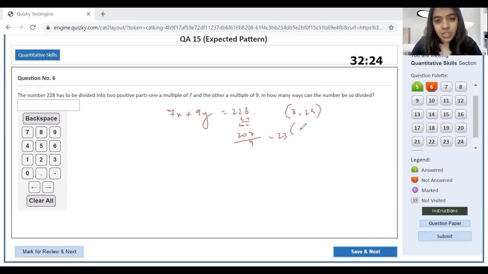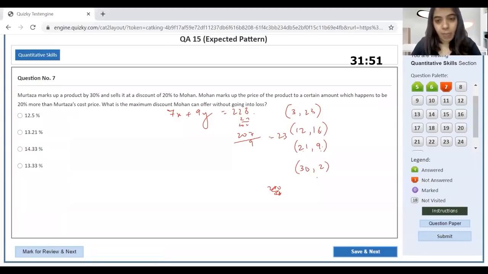Second pair would be 3 plus 9, 12, and 23 minus 7, so we have 16. Next pair would be 12 plus 9, 21, and 16 minus 7, 9. 21 plus 9 is 30, and 9 minus 7 is 2. I think this is the end of it. 30, 3 sevens are 210 and 18, 228, we get it. So the ways that this can be done, there's no other condition, is 4 different ways.